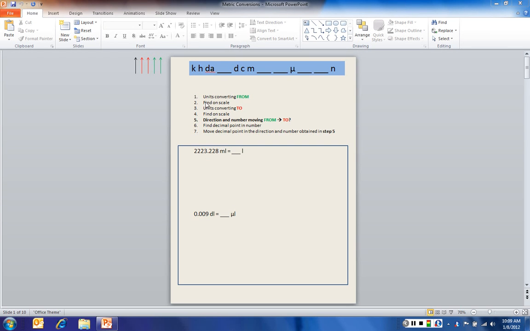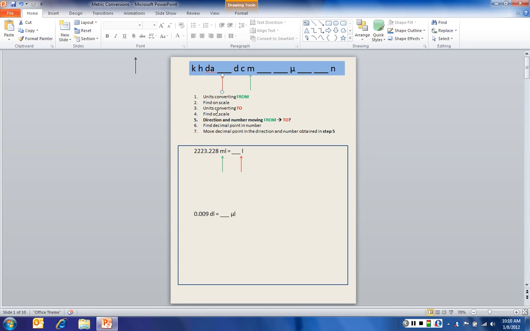Alright? So first thing I'm going to do, the units I'm converting from. So I'm going to grab my green arrow, and I'm going to say, alright, I'm converting from milliliters. Okay, and I need to find that on the scale. I need to find that on my mnemonic device. So I'm going to match it up here. That's milliliters right there. Because it's kilo, hecto, deca, deci, centi, milli, micro, and nano. Okay. Then the units I'm converting to, I'm going to use the green arrows to indicate that. So I'm converting to liters, and I need to find that on the scale. Remember, that doesn't have a prefix, so that's right there.